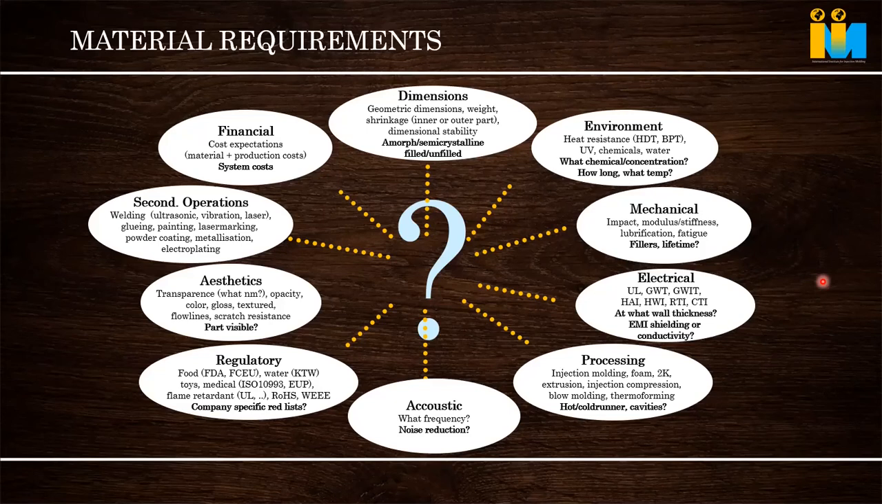Okay, next is a secondary operation like welding. Welding can be anything: ultrasonic, vibration, laser welding, and gluing. When we are gluing two parts together, we have to see the chemical compatibility of the raw material with that glue. Many of the amorphous materials may not be compatible with some of the glues. So selection is to be properly done. Some glues attack the polymer matrix and destroy the polymer.